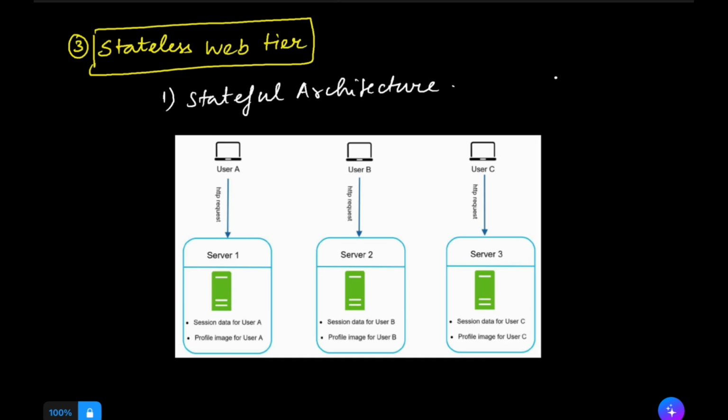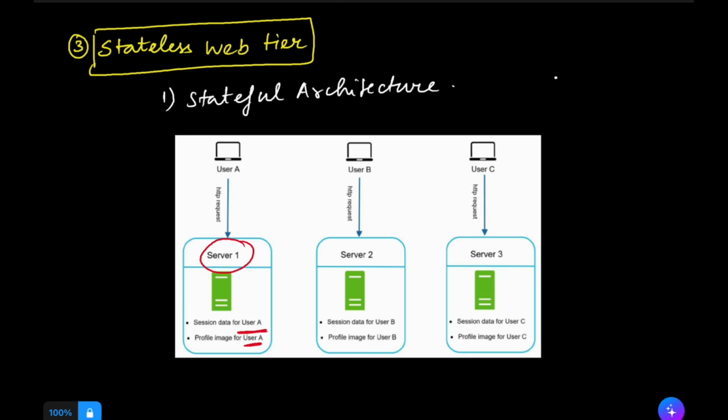Here, as you can see, for server 1, we have user A's session data and the profile image. What do we mean by session data? It's login information, or user A's sign-in information. Suppose it's an e-commerce website, and he has put some things in the cart and then logged out. When he logs in again, he will see that those things are already present in his cart. So these are the session data of a particular user, along with their profile image, being stored in the memory of a particular server.